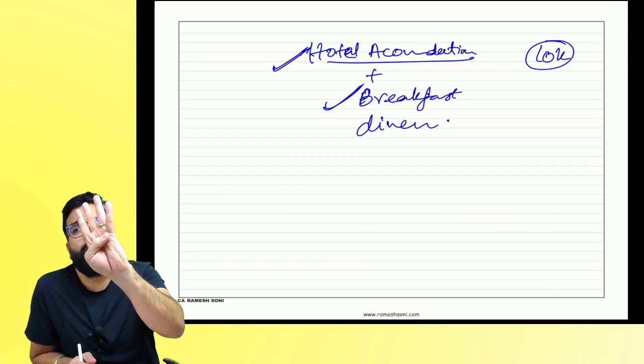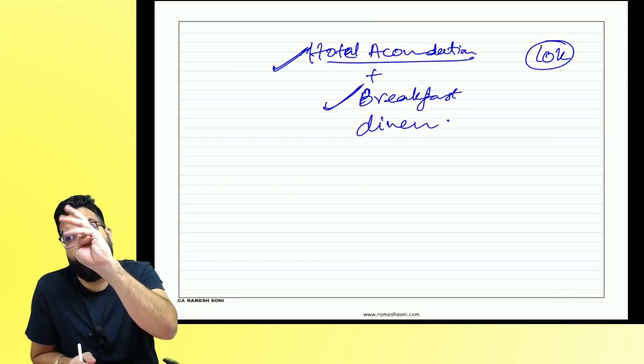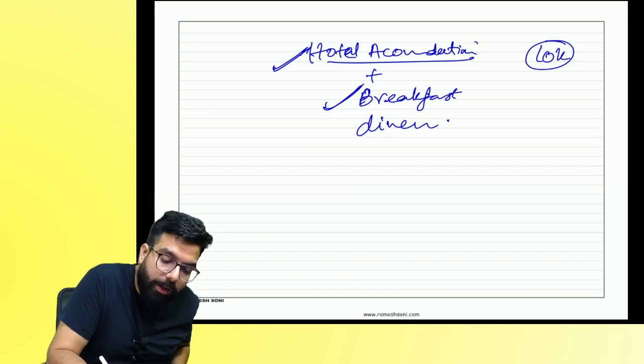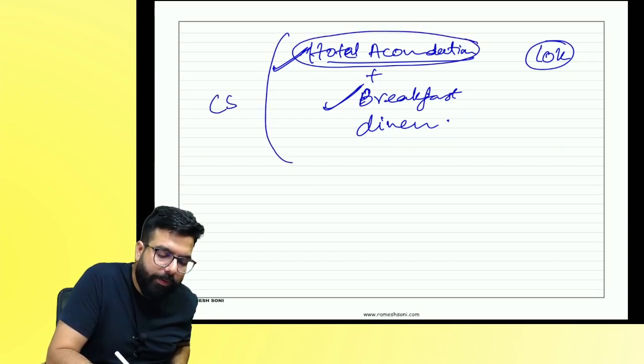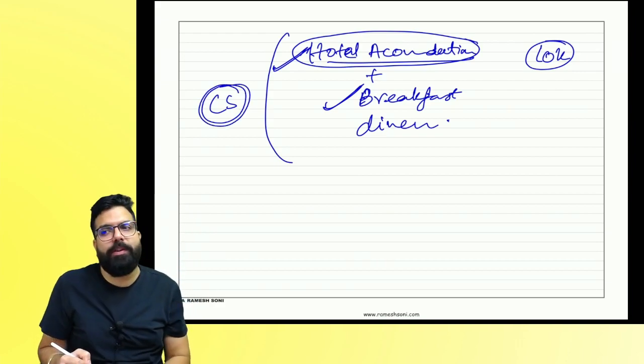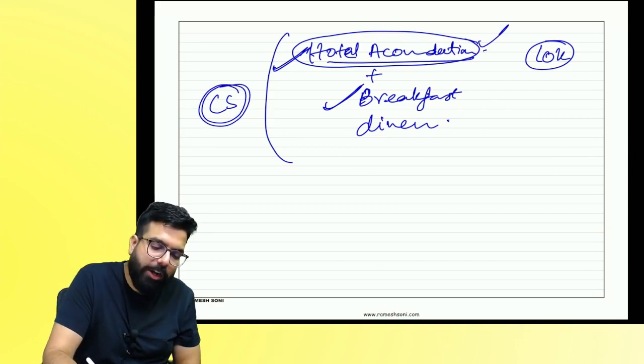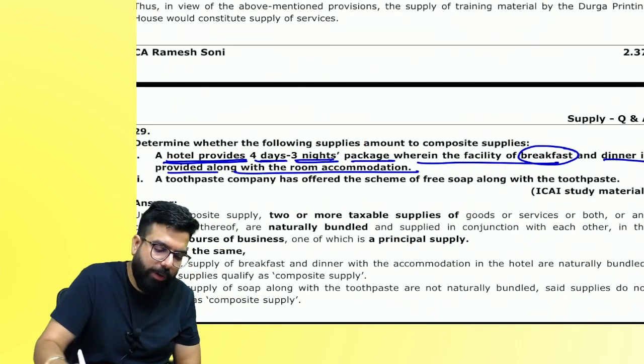What is principal? One should be principal. What is principal? Accommodation. Correct or not? And hence, it is a composite supply. What rate of GST will apply? The accommodation rate will apply.